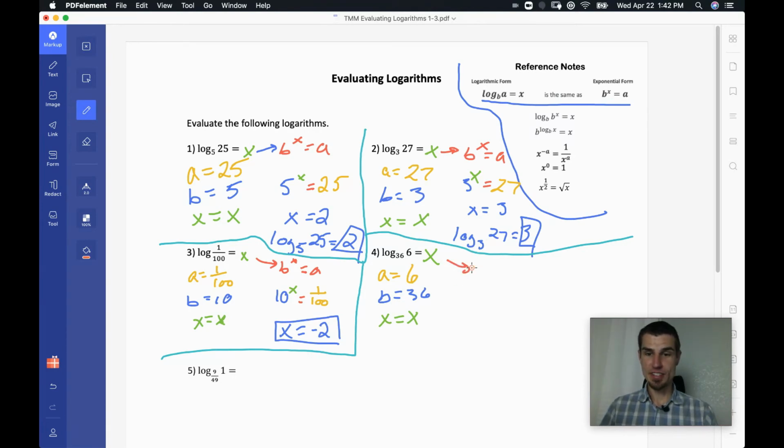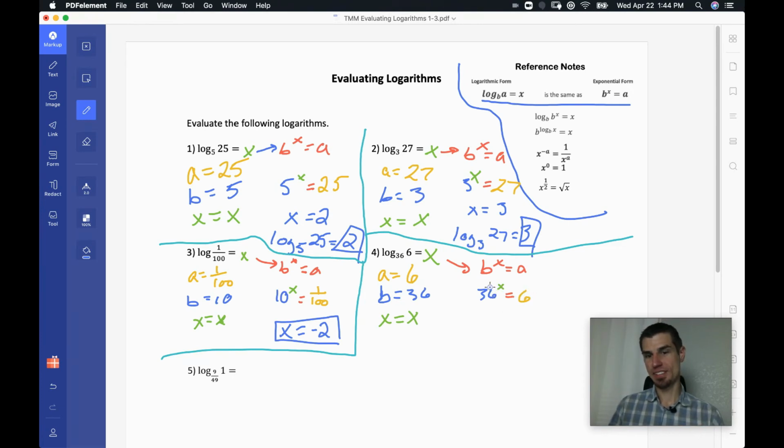Let's write this in our exponential form again, just writing this as a quick reference. We want to take our b, substitute it in here. b is 36. So 36 to the power of x, our x is just x, and it's equal to a. Our a is 6. So we have 36 to the x power, and it's equal to 6.